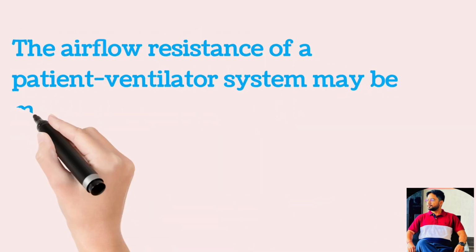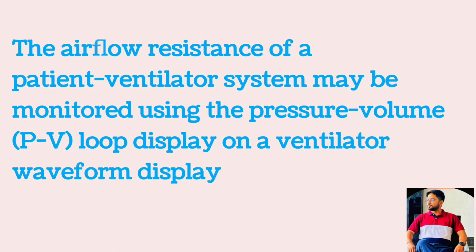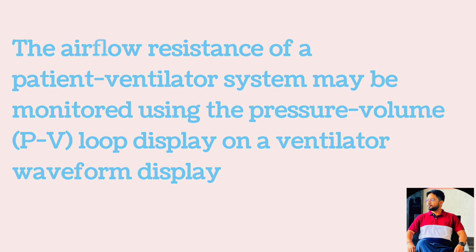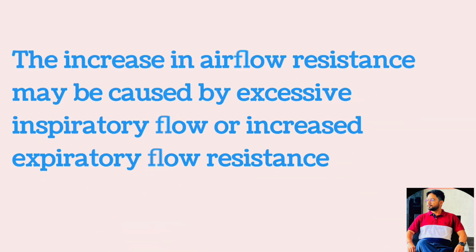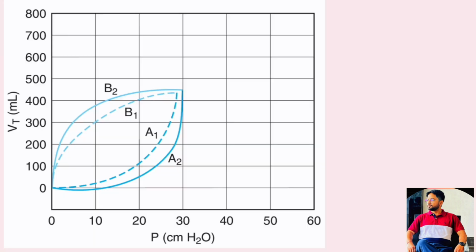The airflow resistance of a patient's ventilatory system may be monitored using the pressure volume loop display on the ventilator waveform. An increased bowing of the PV loop suggests an overall increase in the airflow resistance. The increase in the airflow resistance may be caused by excessive inspiratory flow or increased expiratory flow resistance. As seen in the picture, increased bowing from the dotted line to the solid line of the pressure volume loop suggests an increase in the airway resistance.